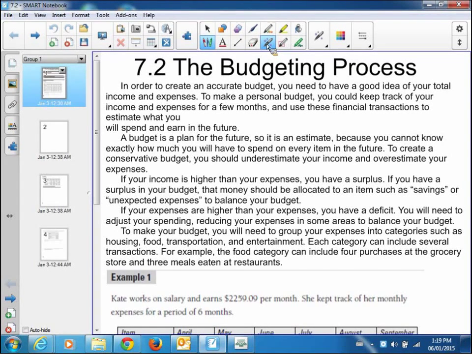If your income is higher than your expenses, you have a surplus. That's a good thing. If you have a surplus in your budget, that money should be allocated to items such as savings or unexpected expenses to balance your budget.